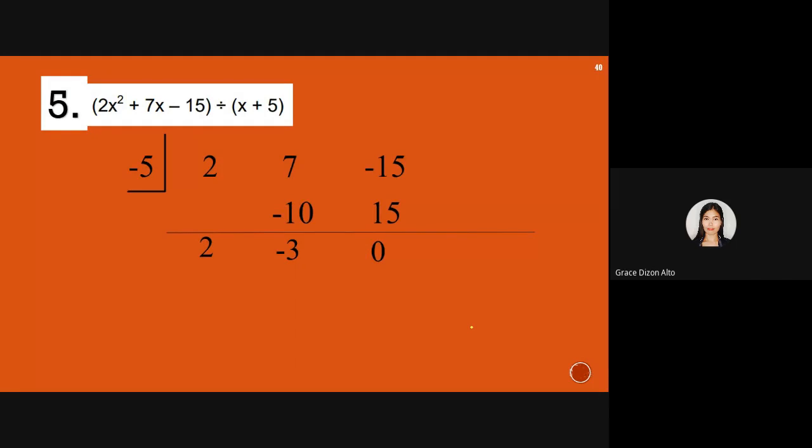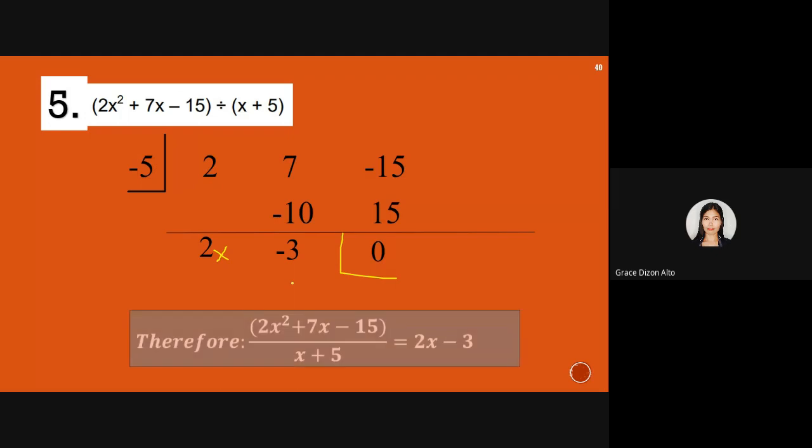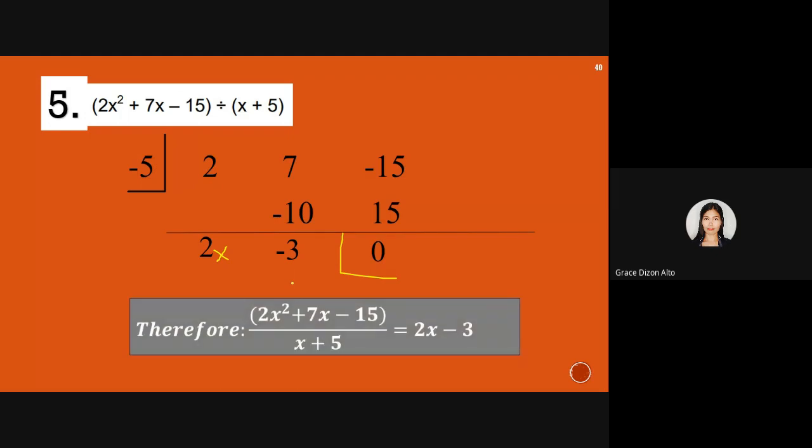Next for number 5, 2x squared plus 7x minus 15 divided by x plus 5. So we have 2, 7, and -15. Bring down 2. -5 times 2 is -10, plus 7 is -3. -3 times -5 is 15. That is 0. Therefore, we don't have a remainder. 2 will be bearing x, and then -3 will be our constant. Therefore, our quotient will be 2x minus 3.